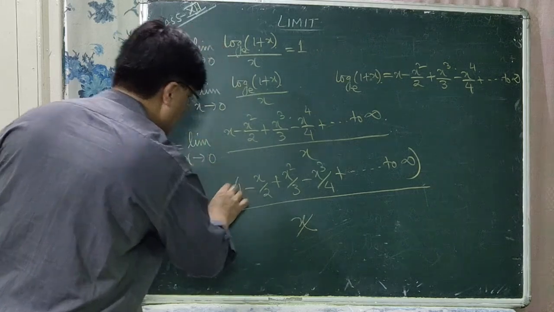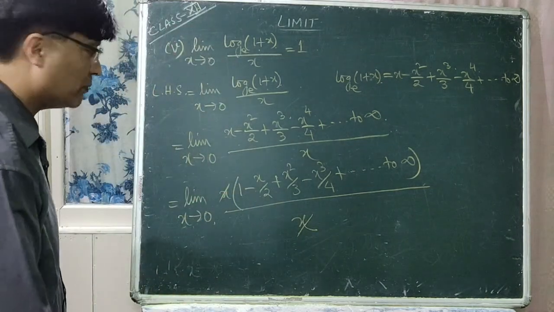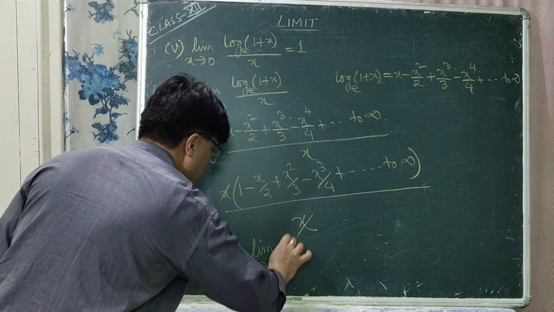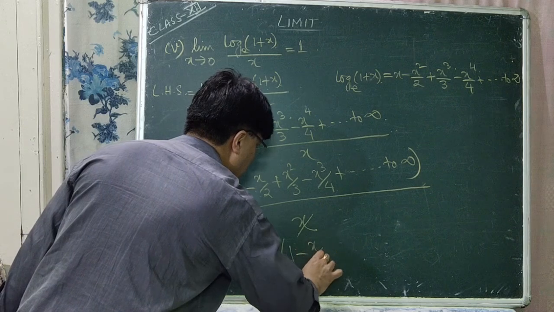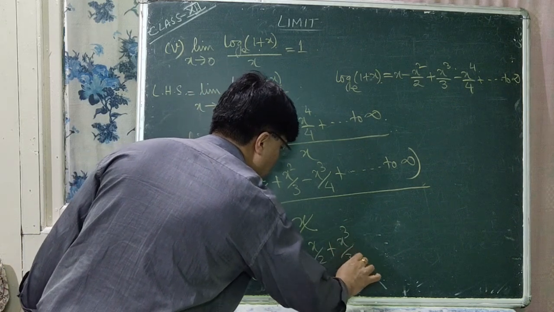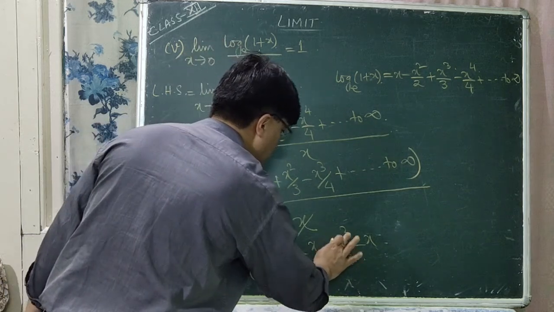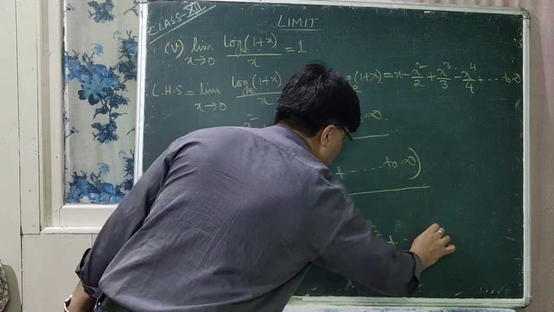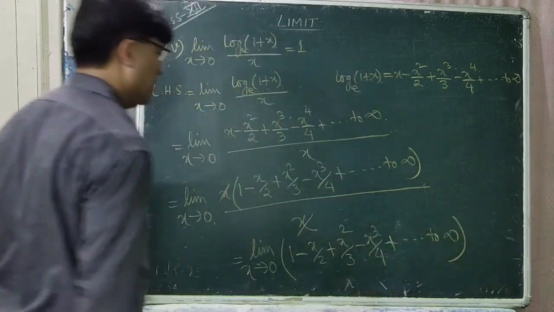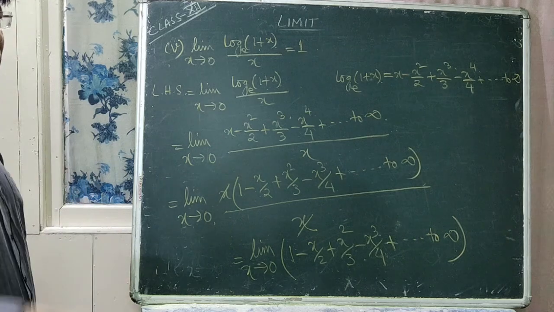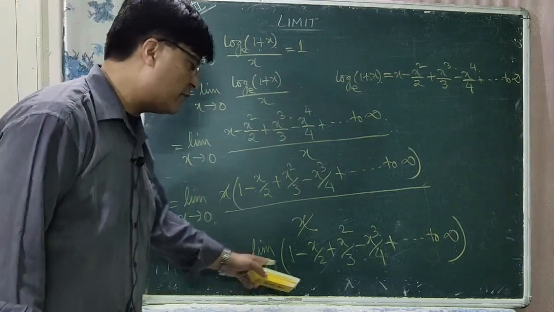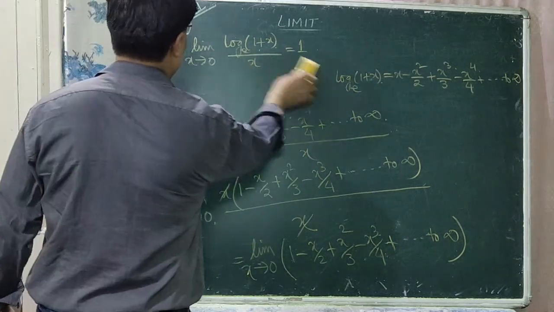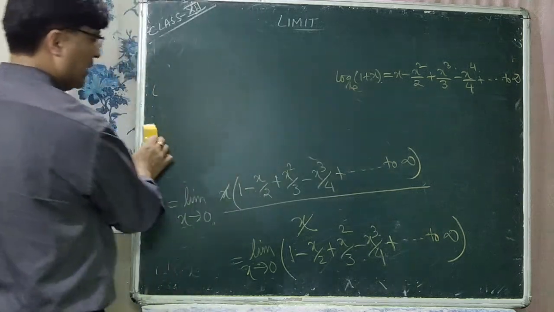Okay, so here you can cancel this x, it is cancelled now. So write down the remaining terms. Limit x tends to 0, within bracket 1 minus x by 2 plus x square by 3 minus x cube by 4 plus dot dot dot, it goes up to infinity. Okay, now you can put the limiting value of x. Here the limiting value of x is 0, so you can put x is equal to 0. Okay, so if you put x is equal to 0, what do we get?